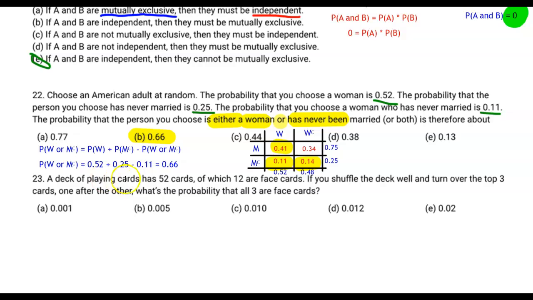All right, question 23. A deck of playing cards has 52 cards. Oh, big surprise. Of which 12 are face cards. We call those face cards the kings, the queens, and the jacks. If you shuffle the deck well enough and turn over the top 3 cards one after the other, what's the probability that all 3 are face cards?